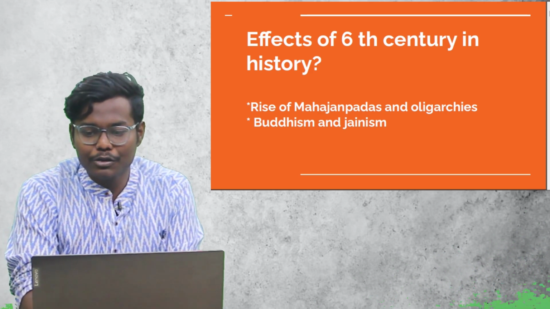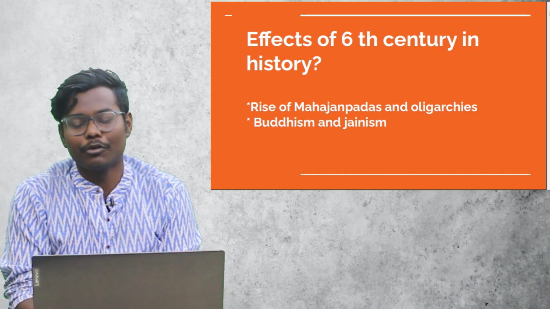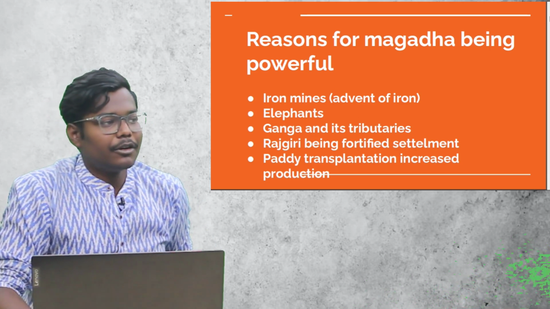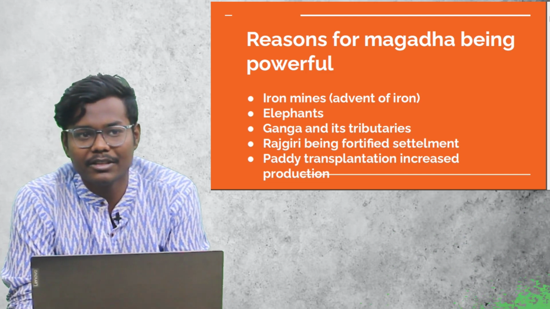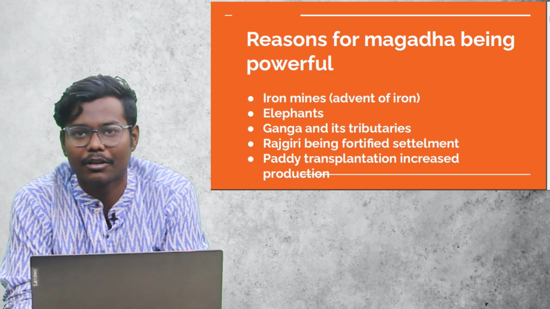So why did this happen? Why did it happen that in the 6th century only this urbanization took place? There are reasons for it. For example, there are some important things that happened in the 6th century. One was the advent of iron, that R.S. Sharma talks a lot about.